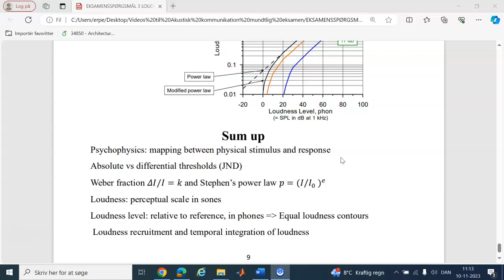Loudness perception. What is loudness? It's a perceptual scale in sones. What is the loudness level? It's relative to a reference, in phons. It makes the equal loudness contours. So loudness level is relative to a reference in phons. Loudness recruitment and temporal integration of loudness.